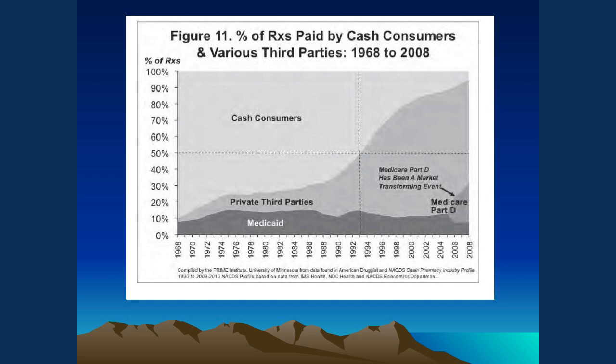Third party insurances are pretty much the majority of all your business, whether it's Medicare or Medicaid, and cash business in a traditional community pharmacy may be anywhere from 2 to 3%.